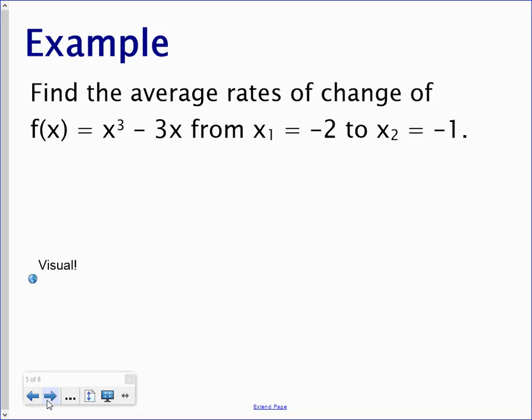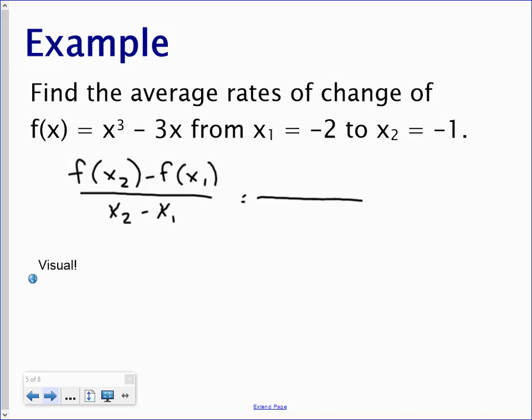Okay. I'm going to rewrite that formula I gave you. f of x sub 2 minus f of x sub 1 all over x sub 2 minus x sub 1. Well, I already know 2 pieces of that, right? They tell me what the x values are. So I'm going to go ahead and drop those in. That would be negative 1 minus negative 2. I need f of x sub 2 and f of x sub 1.